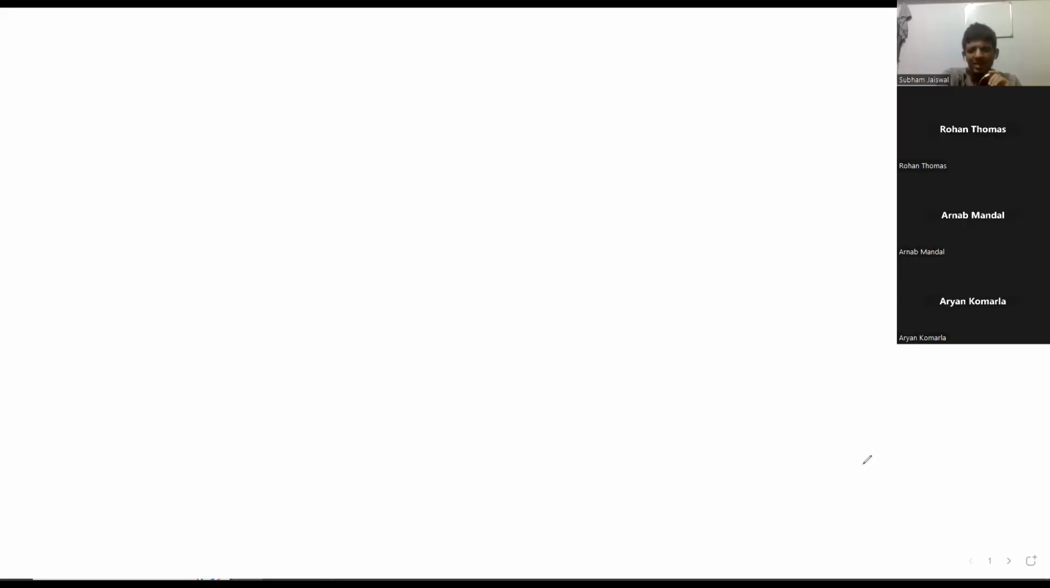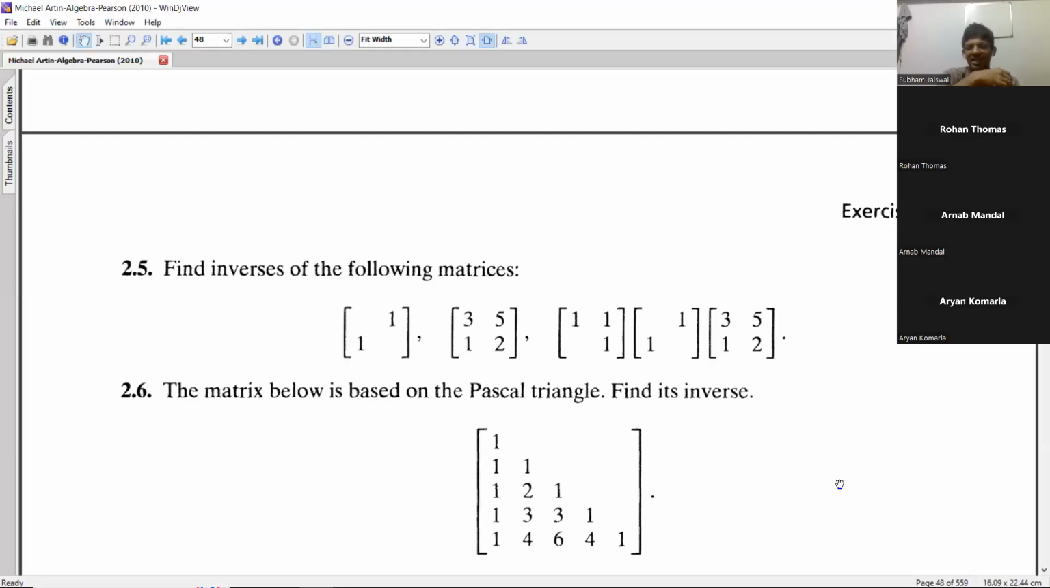Yeah, question number 2.6 is too big. Is there any short way to do it? 2.6? Okay, right. Yeah, there will be. I think it comes from the inclusion exclusion principle, something like that. But yes, one has to think about it.